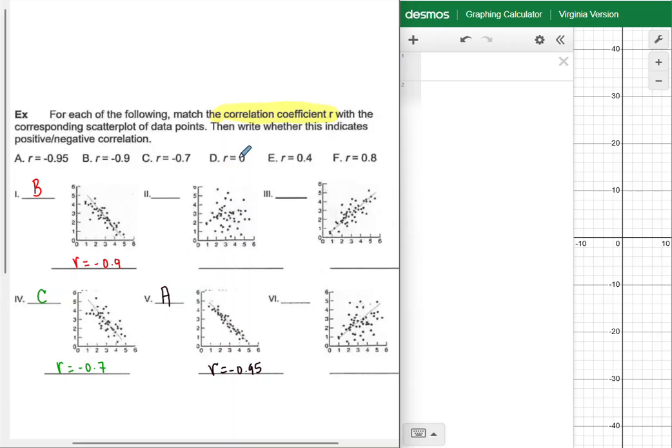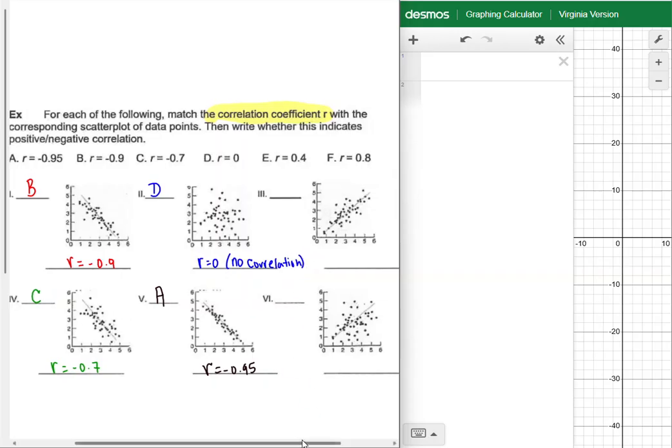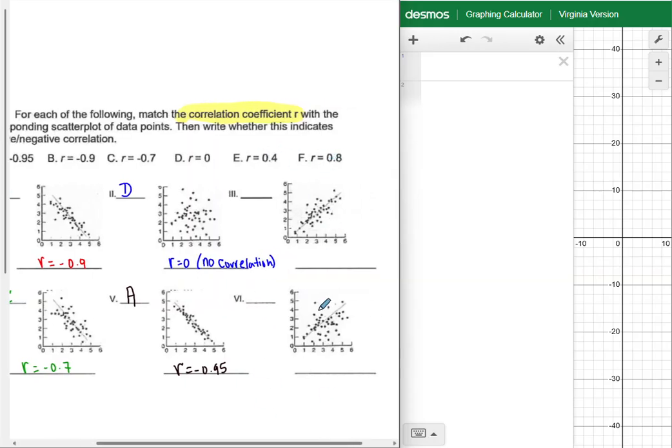For D, when R equals 0, this is telling me that there is no relationship. If you notice this one right here, it looks like there really isn't much of a relationship. So this is going to be D. R equals 0. And let me go ahead and just write here no correlation. No relationship or no correlation is a better way to say it.